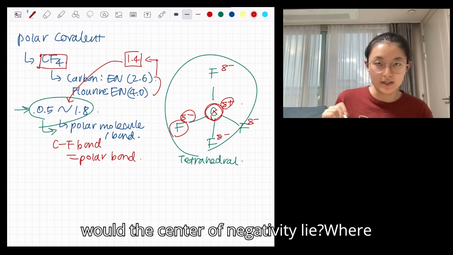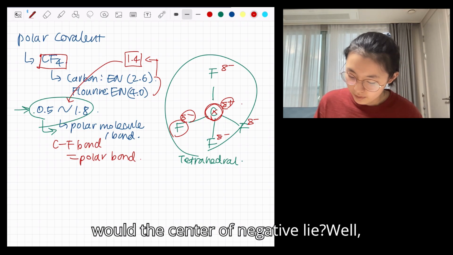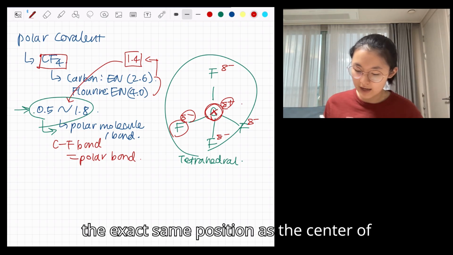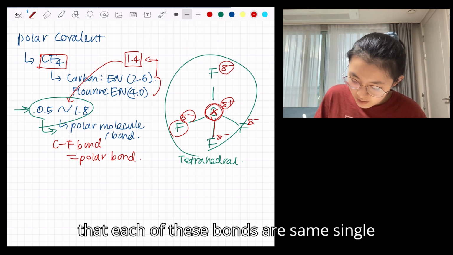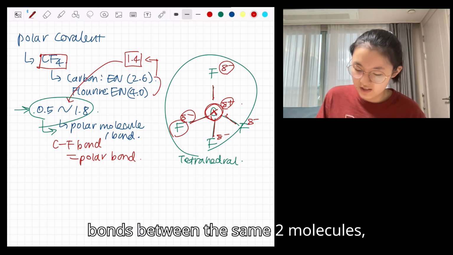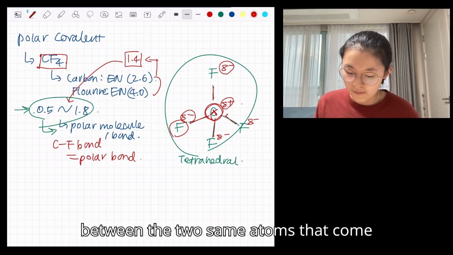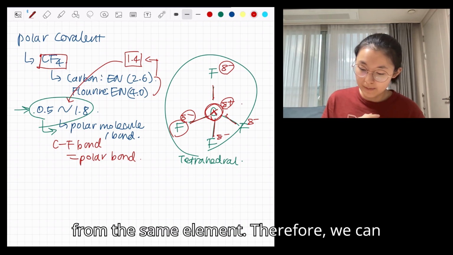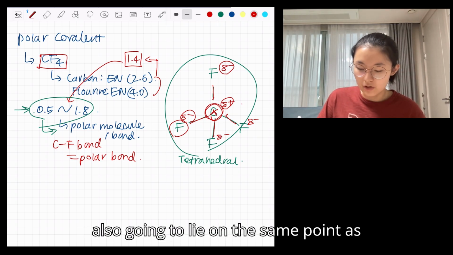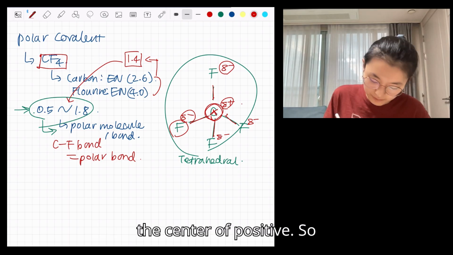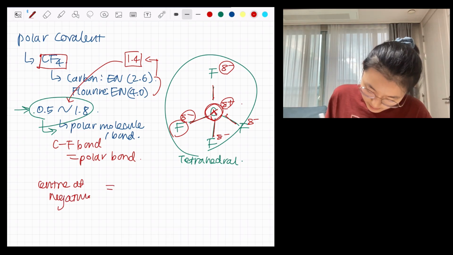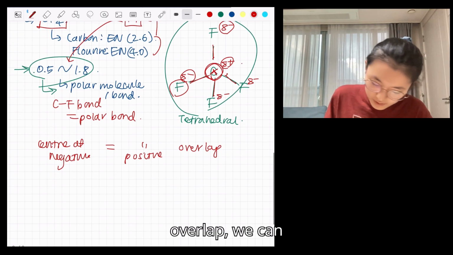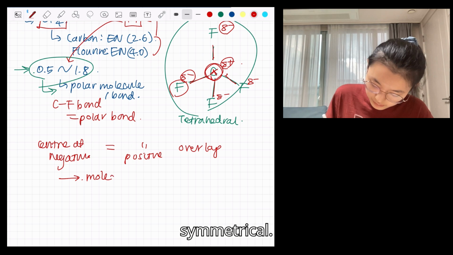Now, where would the center of negativity lie? Well, it's also going to lie on carbon, in the exact same position as the center of positive. That's because each of these bonds is the same single bond between the same two atoms from the same elements. Therefore, the center of negative lies on the same point as the center of positive. Because the center of negative and the center of positive overlap, we can conclude that the molecule is symmetrical.